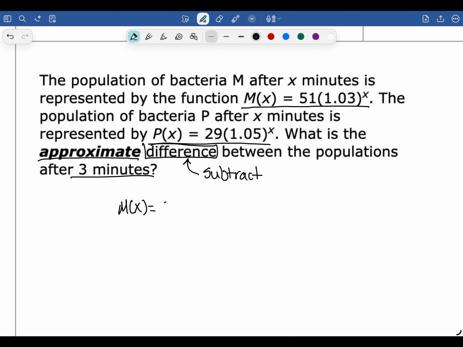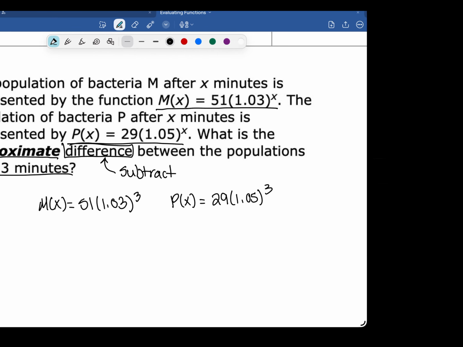Okay, so if I start filling in our M of X, we've got 51 times 1.03 raised to 3 minutes. And then for P of X, it'd be 29 times 1.05 raised to 3 minutes. Now we're going to go to Desmos, because these types of problems are kind of hard to solve by hand. But if we can use a calculator, why not use it? So let's go to Desmos.